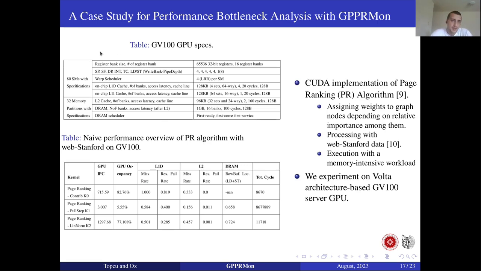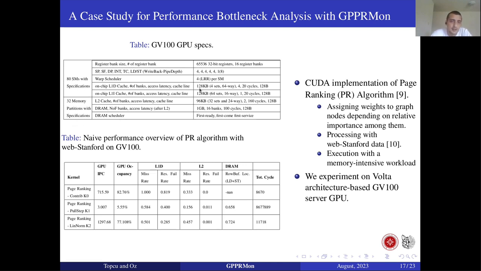Here is a case study to analyze the performance bottlenecks by utilizing the GPPRMon. In this case study, we utilized the GV100 GPU, and we utilized the page ranking algorithm experimented with the Web Stanford data. Inside the GV100 GPU, there are 80 SMs. These are the specs of these SMs, and there are 32 memory partitions.